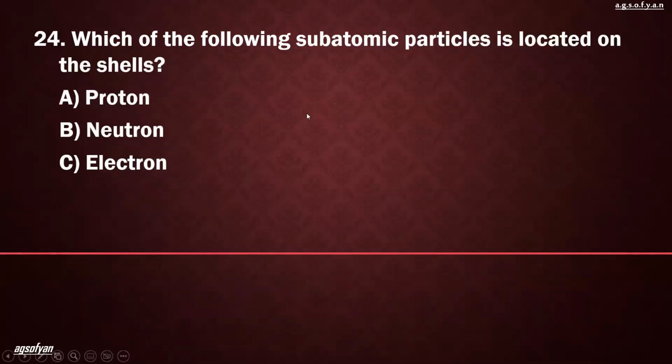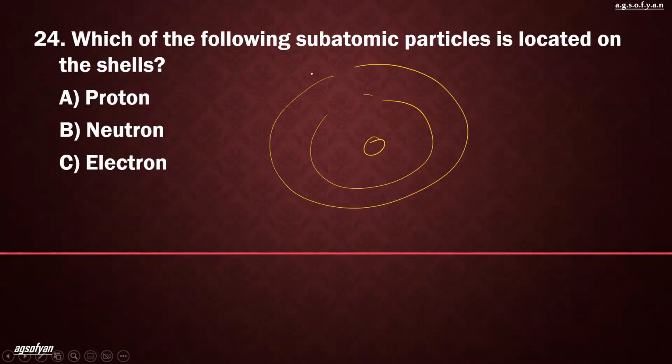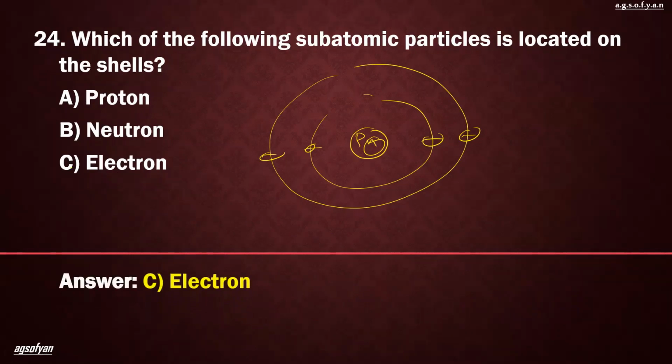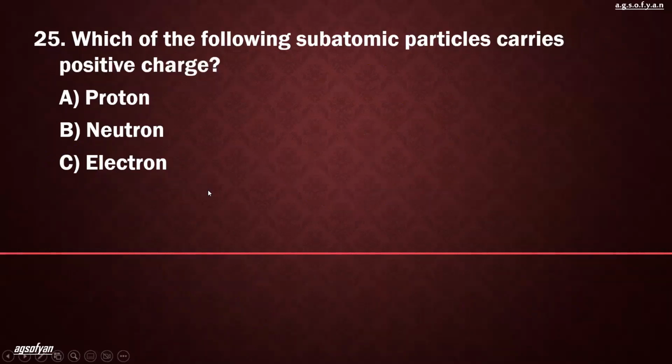Which of the following subatomic particles is located on the shell? An atom has a nucleus and it has a shell. So which one is located in the shell? Electron. Which one is located in the nucleus? It would be proton and neutrons. Both proton and neutron will be in the nucleus. So electron is on the shell. Which of the following subatomic particles carries positive charge? You should already get this one. Proton. Negative is electron. Neutron is neutral.